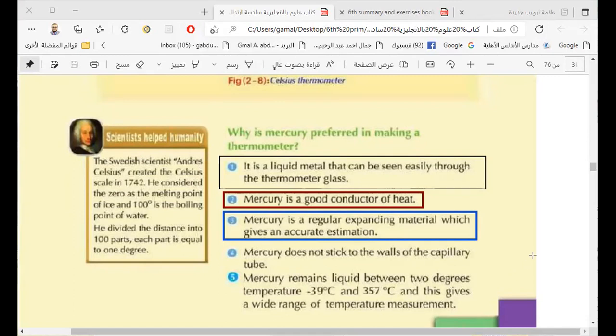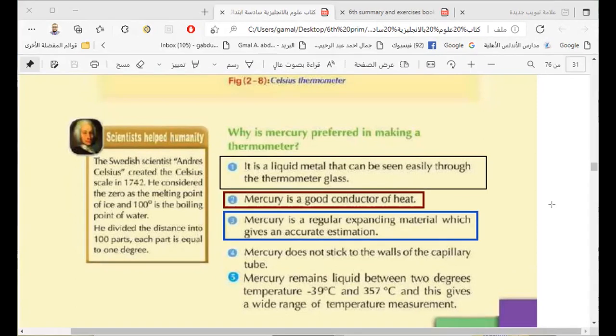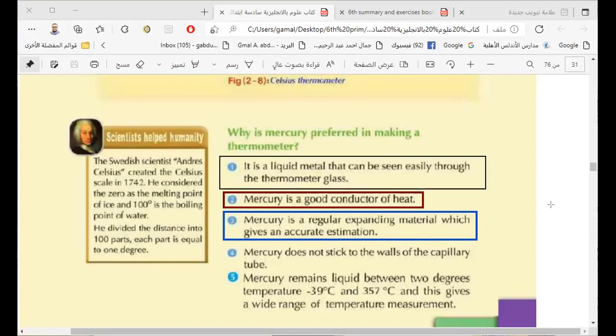Mercury is a regular expanding material and gives an accurate estimation. It gives us an accurate measurement. Regular expanding means it expands in a regular way, not suddenly. It expands gradually. Is it easy? Okay. Now number 4.